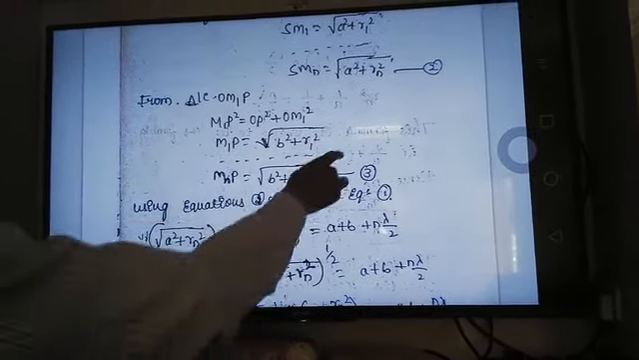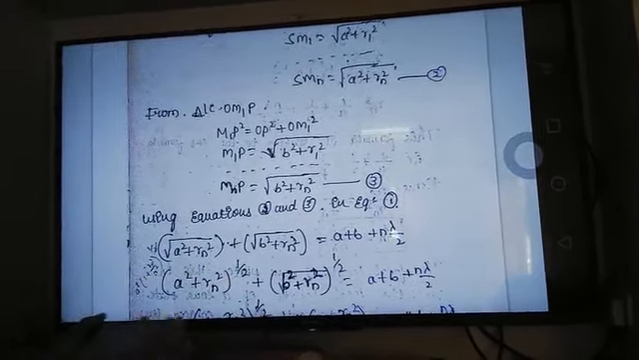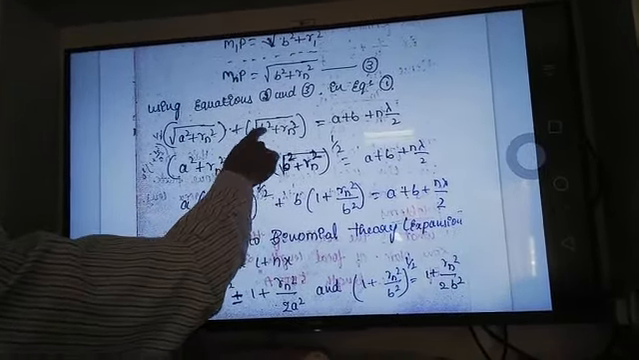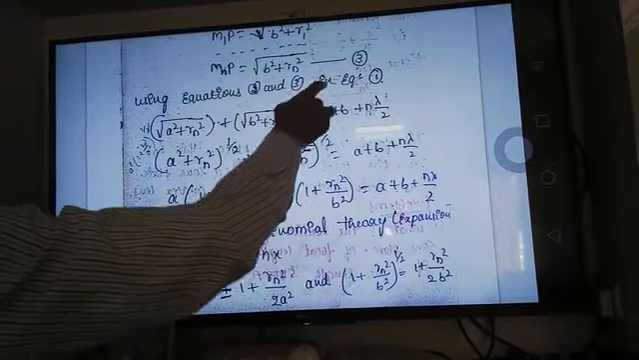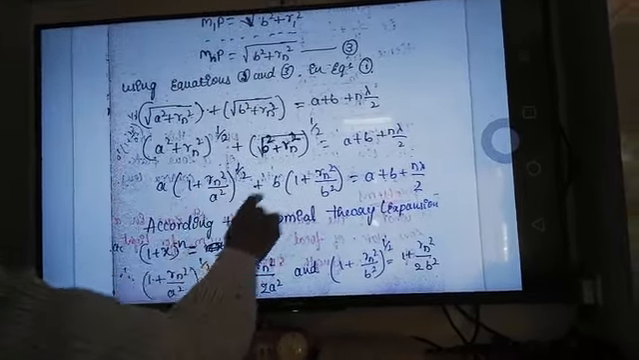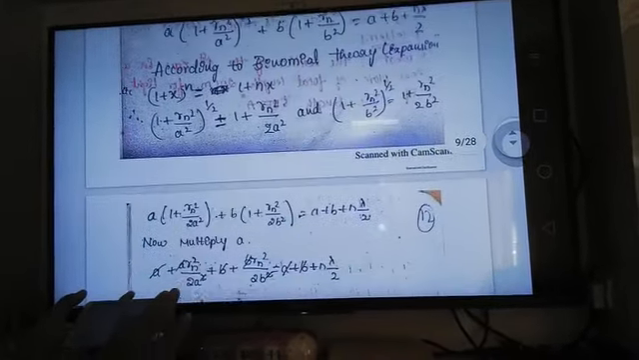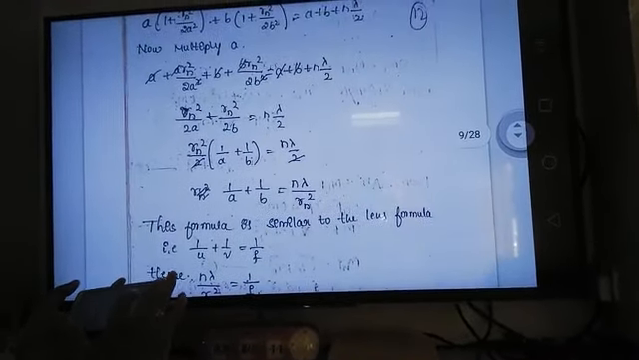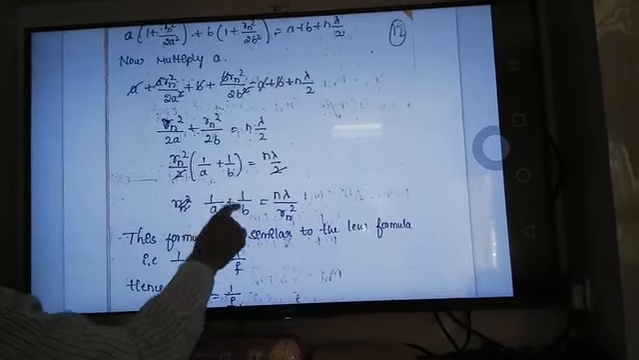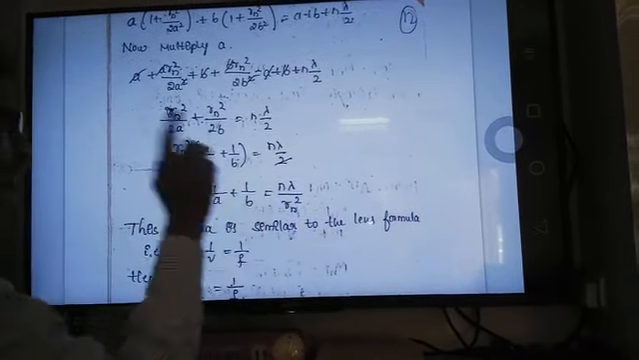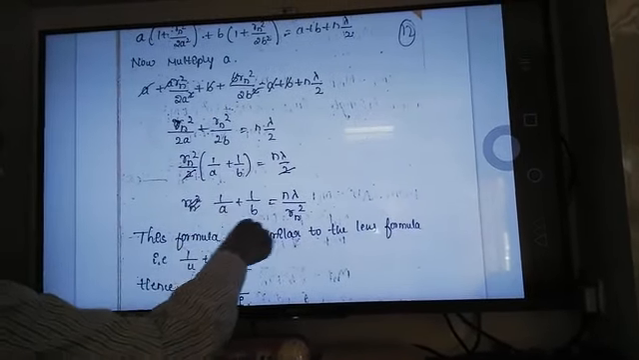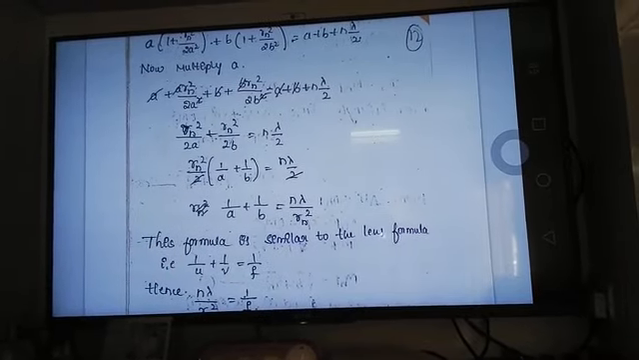Let us consider equations 2 and 3. From these two equations, substitute the values in equation number 1. So you will get the corresponding equations. After simplification, you will get 1 by A plus 1 by B is equal to n lambda by Rn square. This formula is similar to the lens formula.